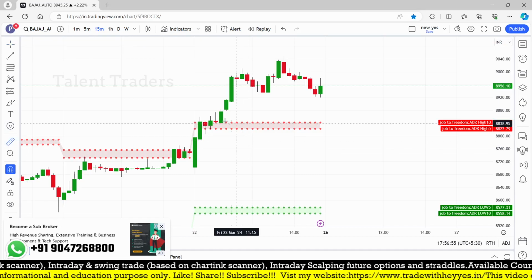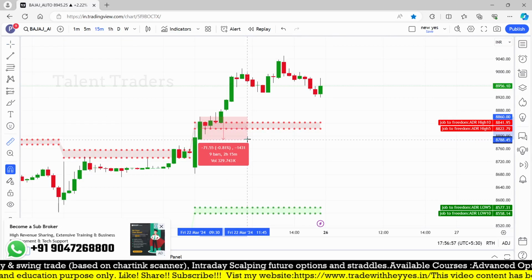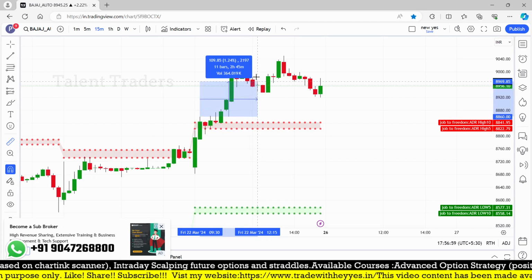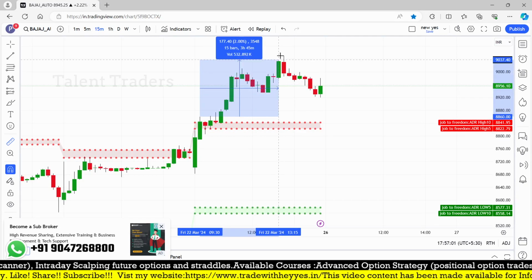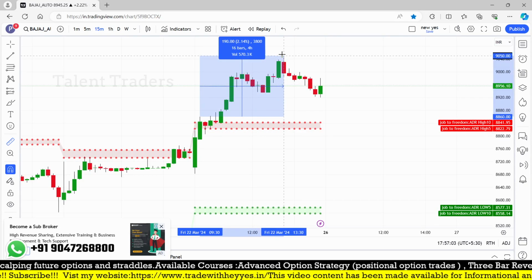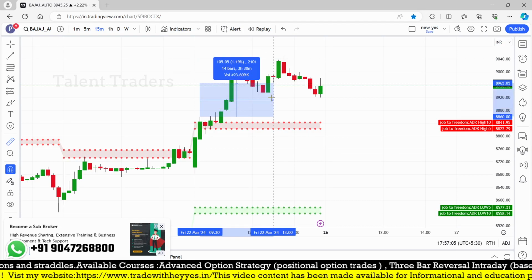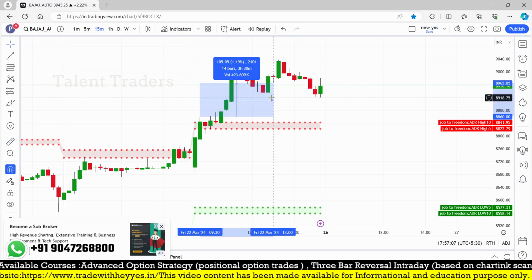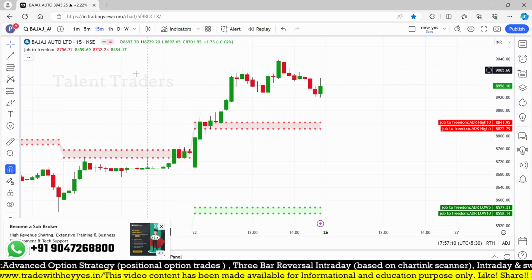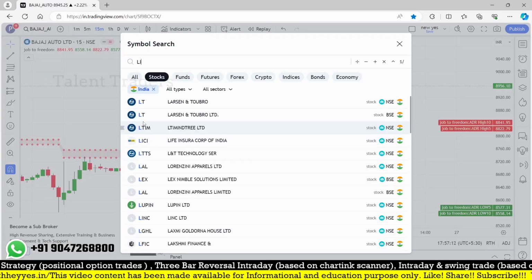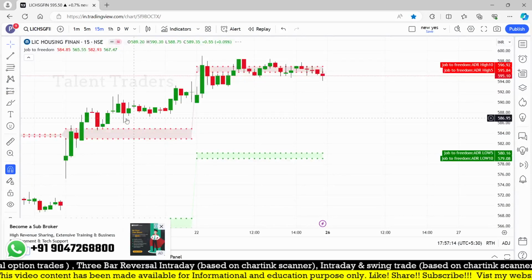So here you can see on the previous candle we are not taking a big risk, just 0.8%, and we can look for a target of 0.8%. That was moving good, almost 2%. I'm not worried about it. So 1:1 would also be good in this case, or if you are trailing your stop loss, that may be better. And LIC Housing Finance is the second one, which is happening on the first candle.